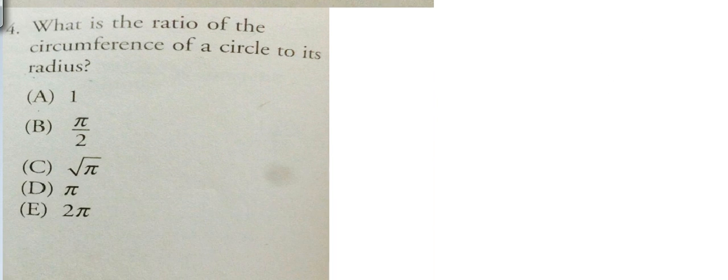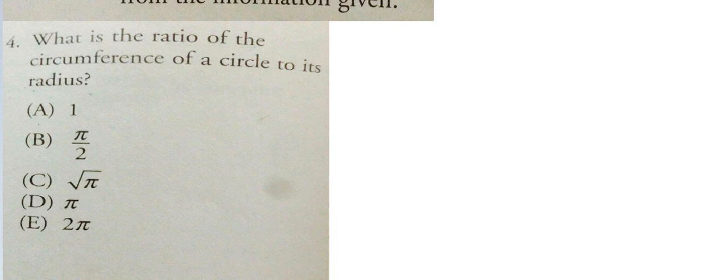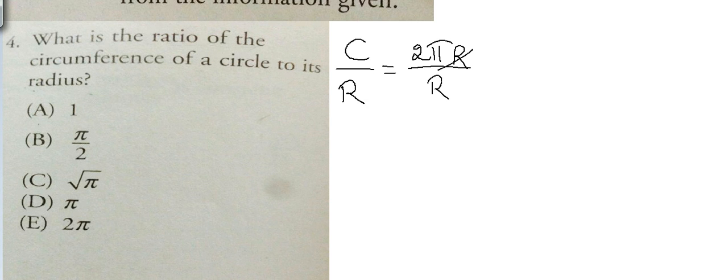Third question: what is the ratio of the circumference of a circle to its radius? This is a very simple exercise. We need the ratio of the circumference of a circle to its radius. The circumference, or perimeter, of a circle is 2 pi r, 2 pi times the radius. Out of the radius, we simplify the radius, and the answer, easy, is 2 pi. So choice E is the correct solution. Okay?